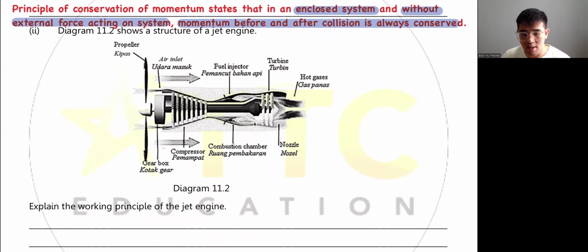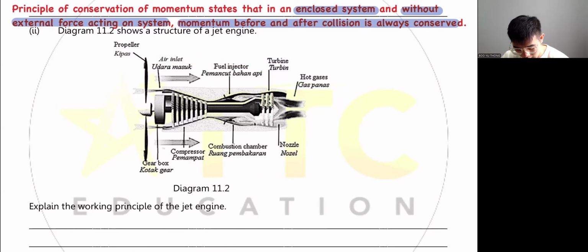Now for A2, the question says, in the diagram 11.2 below, it shows a structure of a jet engine. That means the engine of an aeroplane. This is the whole structure inside the engine. We call the whole thing a turbine most of the time, but the turbine is actually the structure inside. Can you see the whole diagram? Every part is labeled correctly and nicely for you already. You should appreciate the labels, because you can use those keywords that they label for those parts of the jet engine.